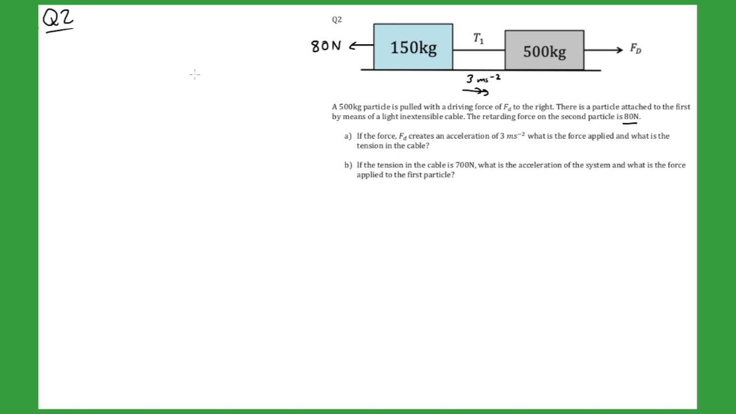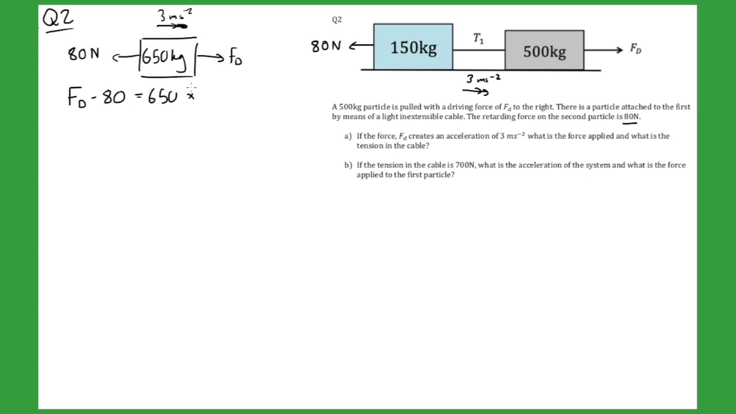So let's consider the whole system together. So we have 650 kilograms. We have a force in this direction, which we're calling Fd. We have a resistance in this direction, which is 80, and the acceleration is 3. Okay, so we know that Fd minus 80 equals 650 multiplied by the acceleration, which is 3.